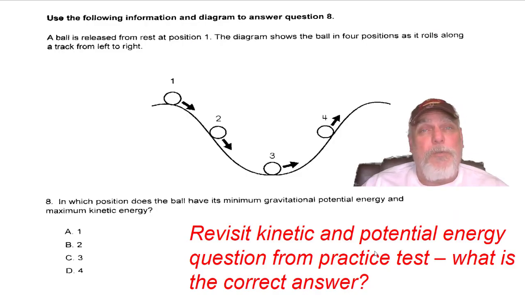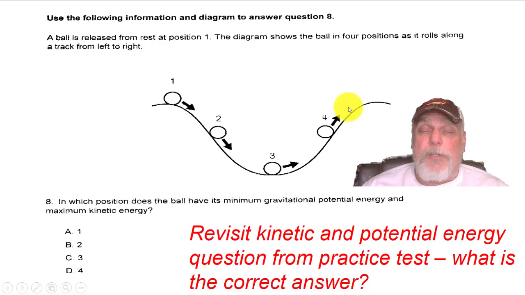Now let's go back to a question that we did 2 lectures ago. If you take a look at this, it says a ball is released from position 1. The diagram shows the ball in 4 positions as it rolls along a track from left to right. So it's going to be released here. As you release it here, gravity will pull it down, and it's going to roll down here, and then it's going to come back down to here, and it's going to roll back up the hill.